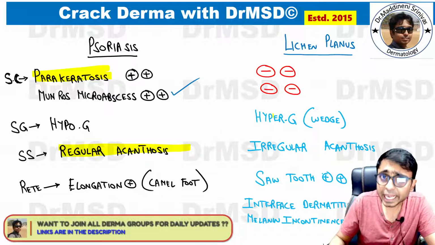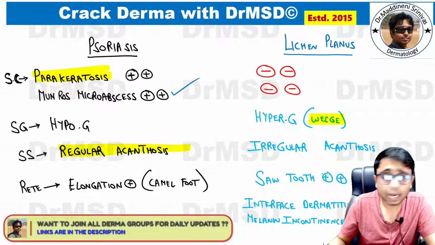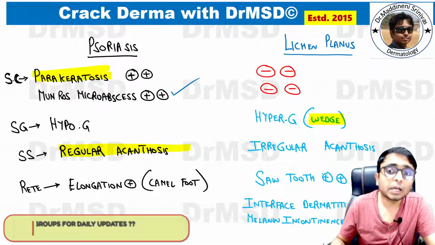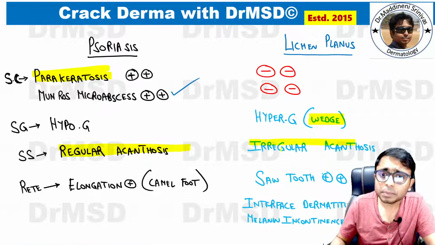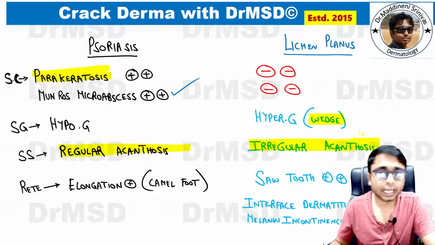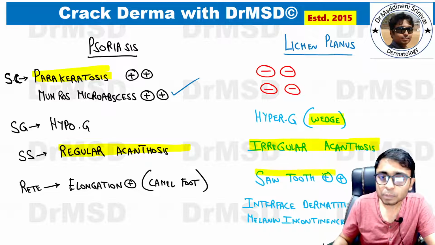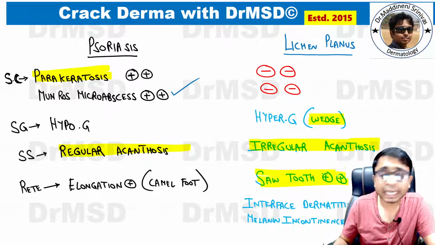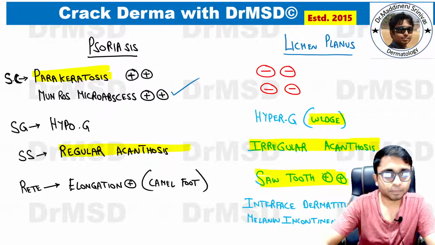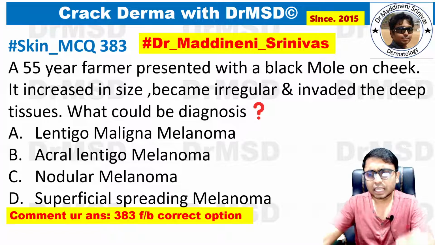Whereas in the case of lichen planus, wedge-shaped hypergranulosis is very important to remember, and also acanthosis will be there, but that acanthosis is irregular in lichen planus. And also one more buzzword, saw-toothing of the rete ridges, can be seen in lichen planus. So I hope this explanation was useful.